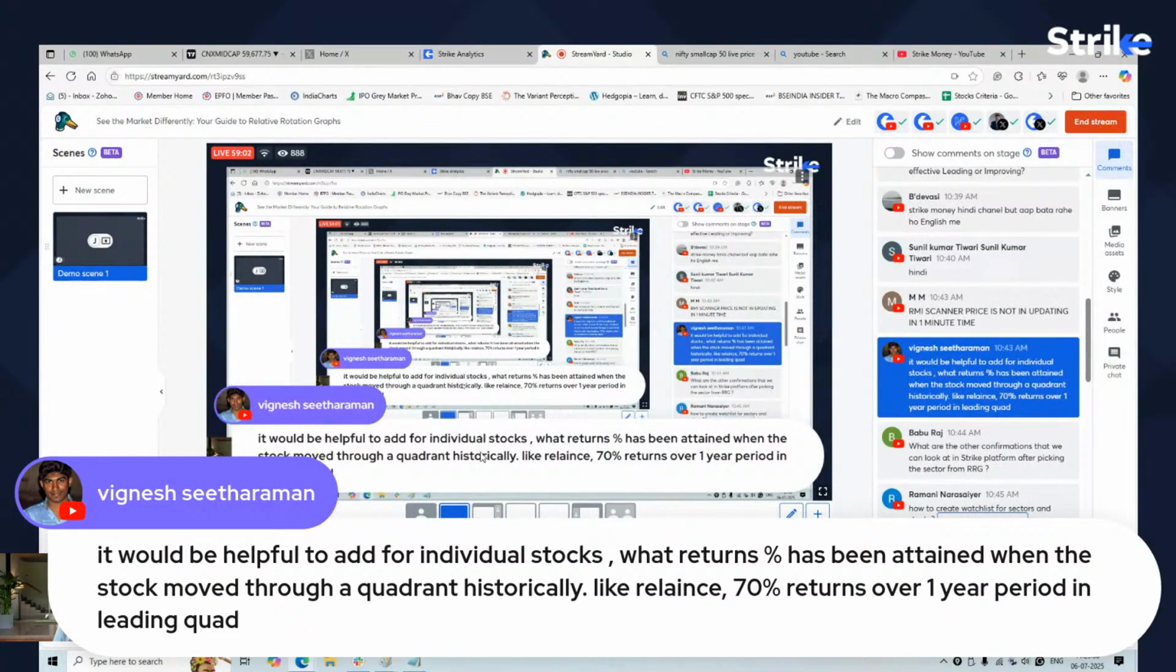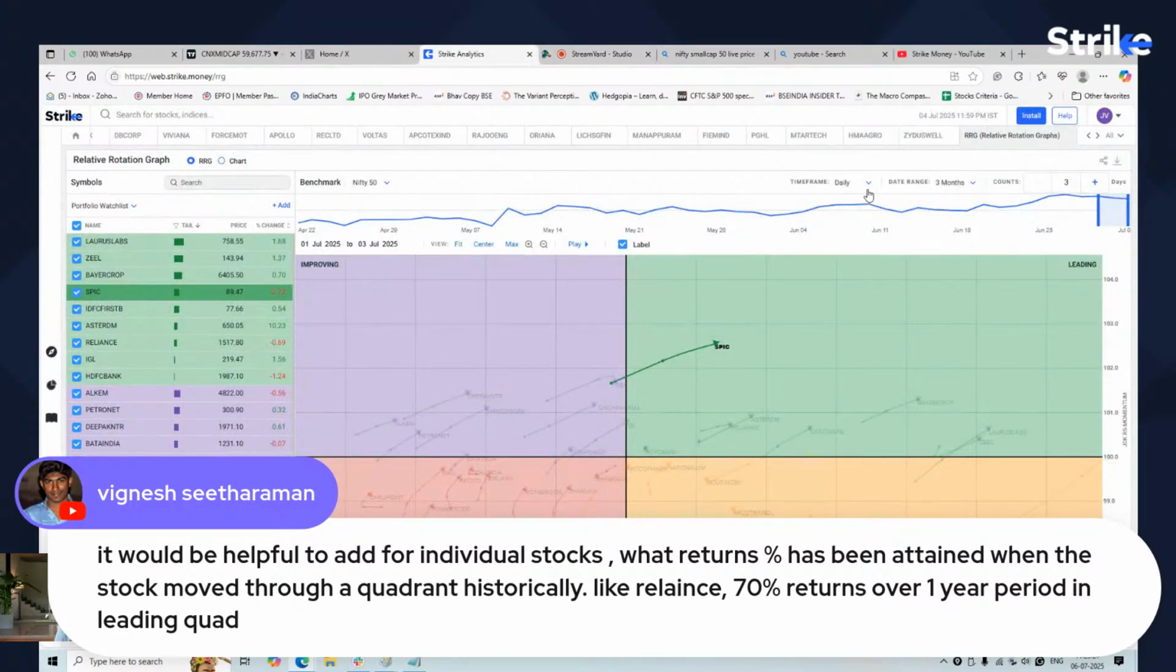It would be helpful to add individual stocks, what returns have been. So, Vignesh, your point is valid. Based on the count, whatever you do, say for example, if I have taken 18 days or 21 days over here, you can see this tail is over here. You can see the returns over here within that 18 days.